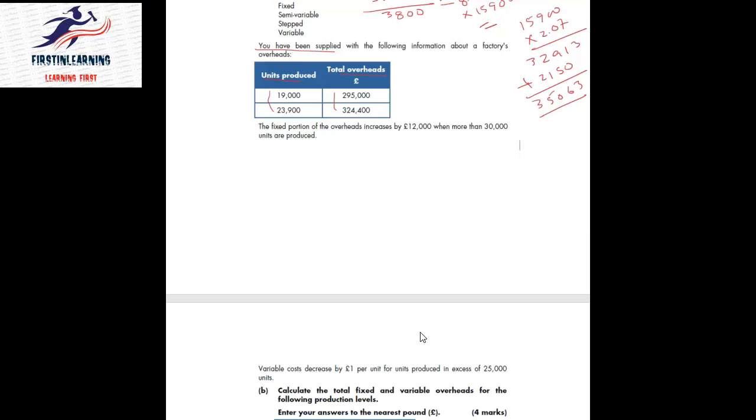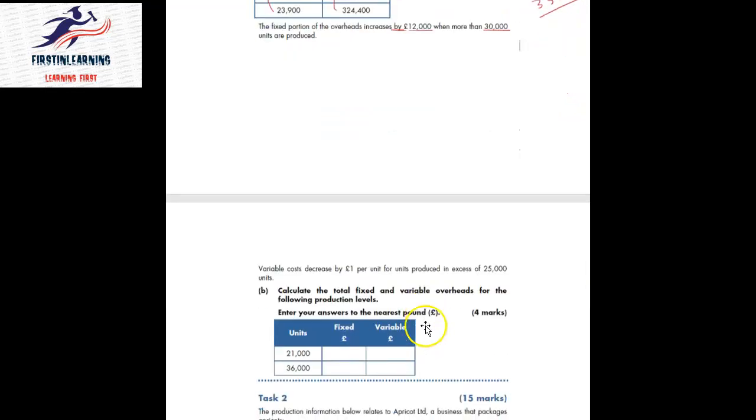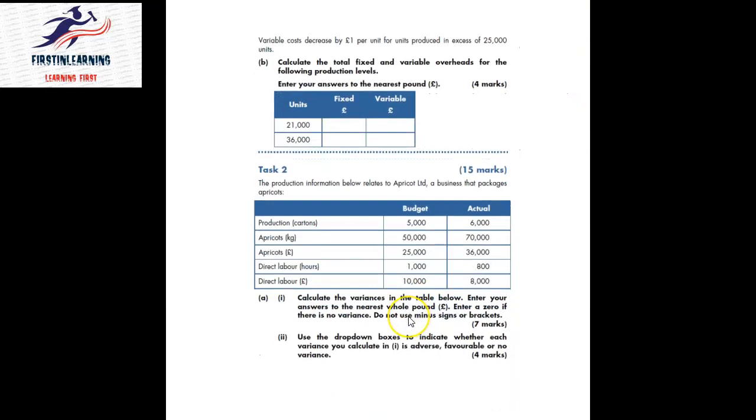They are saying the fixed portion of the overhead increased by 12,000 when more than 30,000 units are produced. So if I make more than 30,000 units, the fixed overhead will be increased by 12,000. So whatever the fixed cost is, that will be increased by 12,000. The next point we have here, they are saying variable cost decreased by £1 per unit for the units produced in excess of 25,000 units. So if I make more than 25,000 units, my variable cost will be decreased by £1.